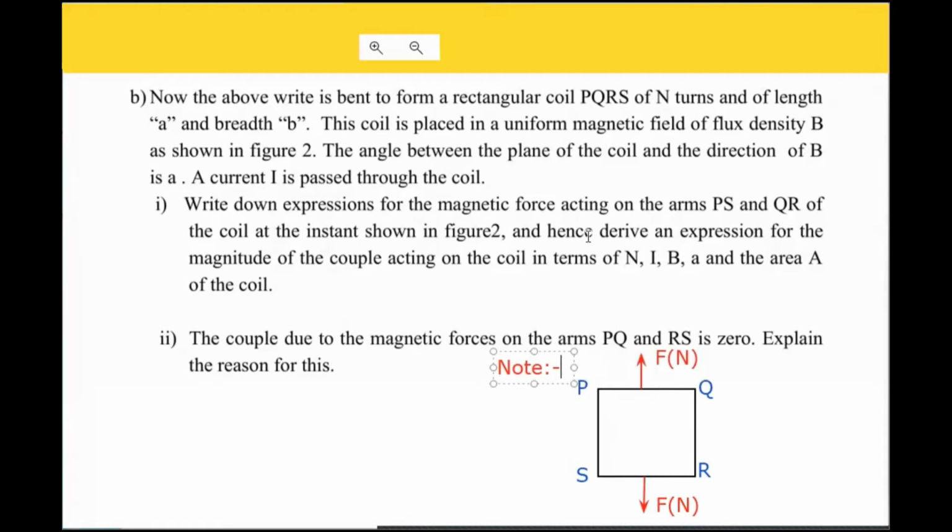Can somebody unmute the mic and read the answer for Roman number 2? Somebody please read the answer for Roman number 2. The forces acting on PQ and RS sides are equal in magnitude and opposite in the directions. As they are acting along the same straight line, the couple here becomes zero. Thank you, dear. Thank you very much. Draw the figure.